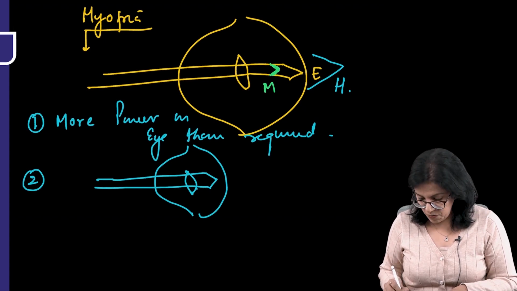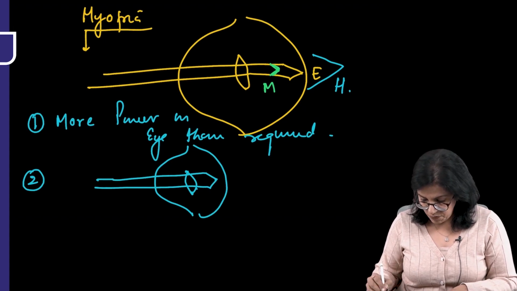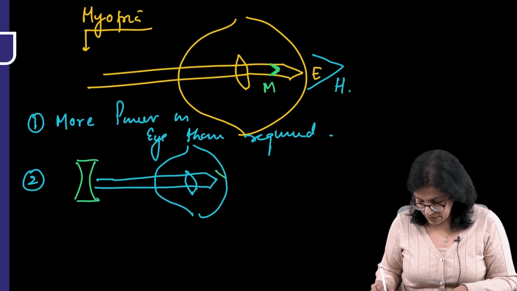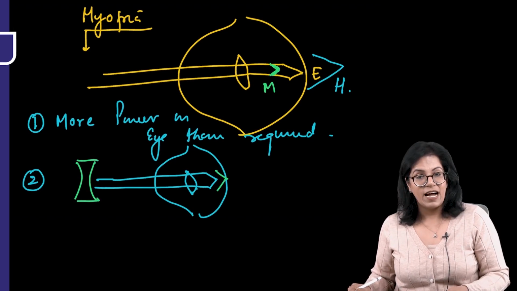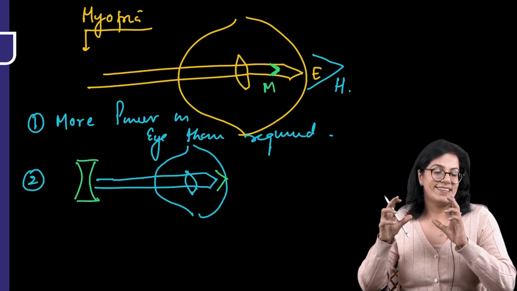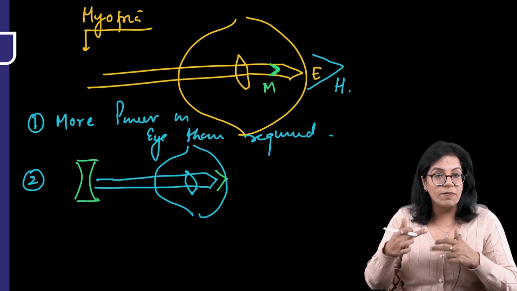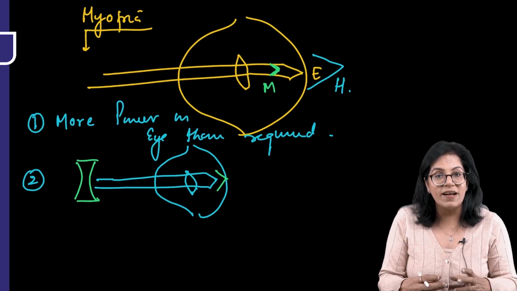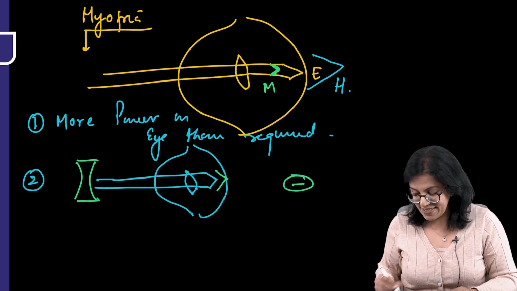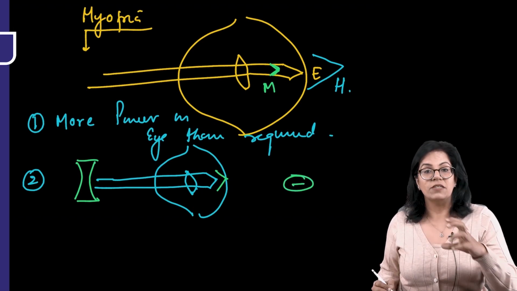Now, we need the focusing on the retina. So, you have to decrease the power. How do you decrease the power? Concave lens to get the focusing here. How much do I need to decrease the power to focus on the retina? This is the measure of my myopia, how much I have to decrease the power. Therefore, myopia is always indicated as minus, how much I am decreasing.